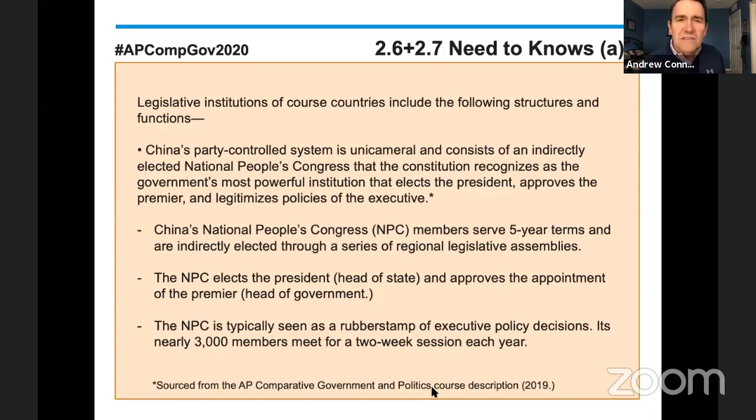In this institutions unit, you're going to see there are more detailed descriptions in the course description about what you should know. Anything with an asterisk comes straight from the course description. And then I add some supplemental information, particularly today on how these members of the legislature actually get these jobs.